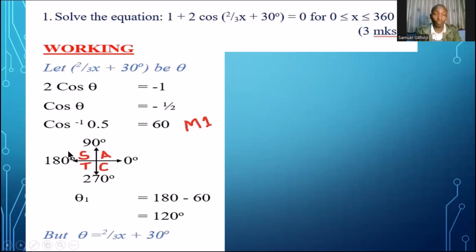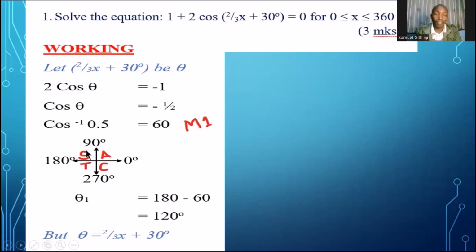This is what will guide us to do this question. Already we have an acute angle. The next thing we need to ask ourselves, the cosine is negative. Yes, cosine is negative. That means it can be in the second quadrant. How do we get angles, the obtuse angles in the second quadrant?